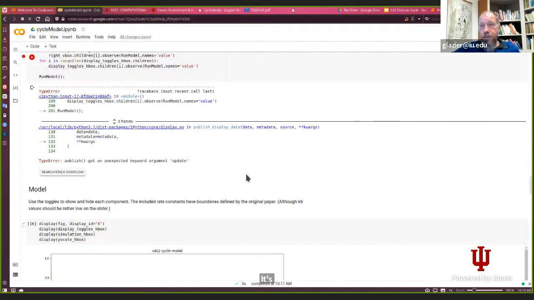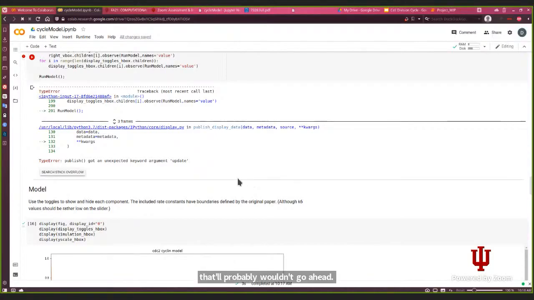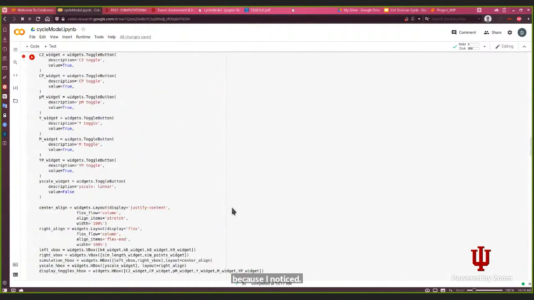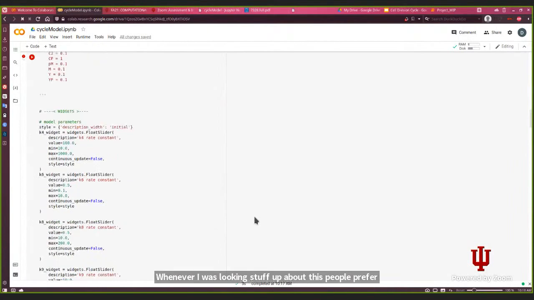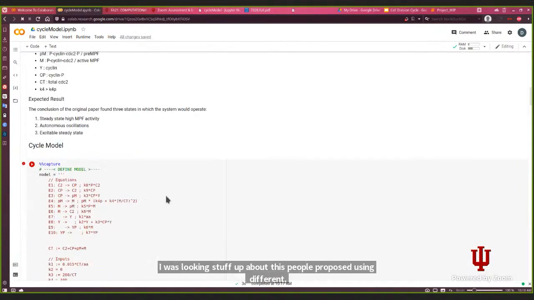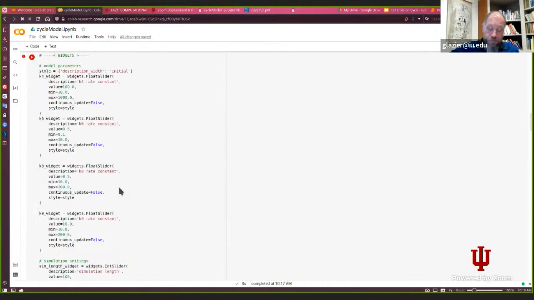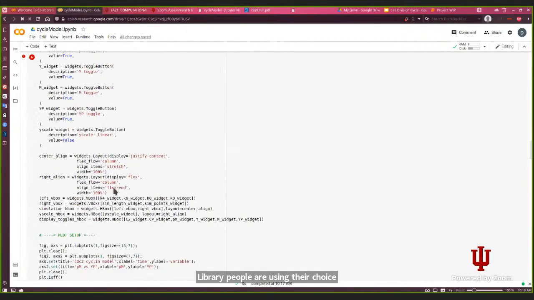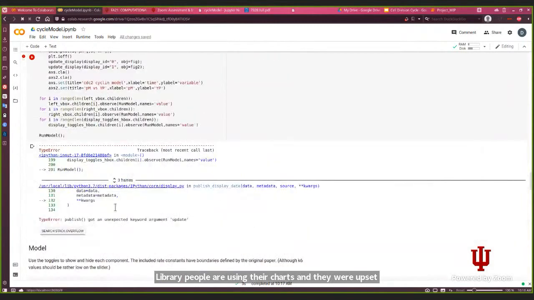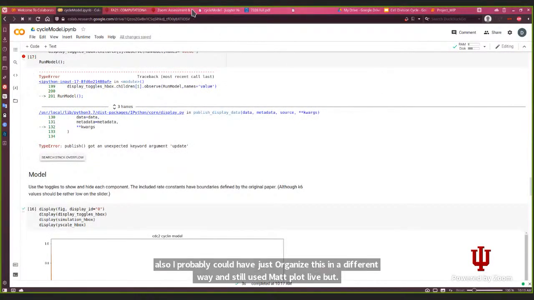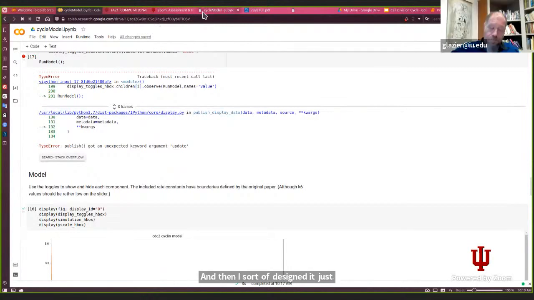I probably would have designed this differently if I was using Colab from the start, because I noticed whenever I was looking stuff up about this, people proposed using something else besides matplotlib. I saw Plotly or whatever library people were using, and their charts were updating better without just getting a mess. And I probably could have organized this in a different way and still used matplotlib, but I sort of designed it just locally on Jupyter Notebook.